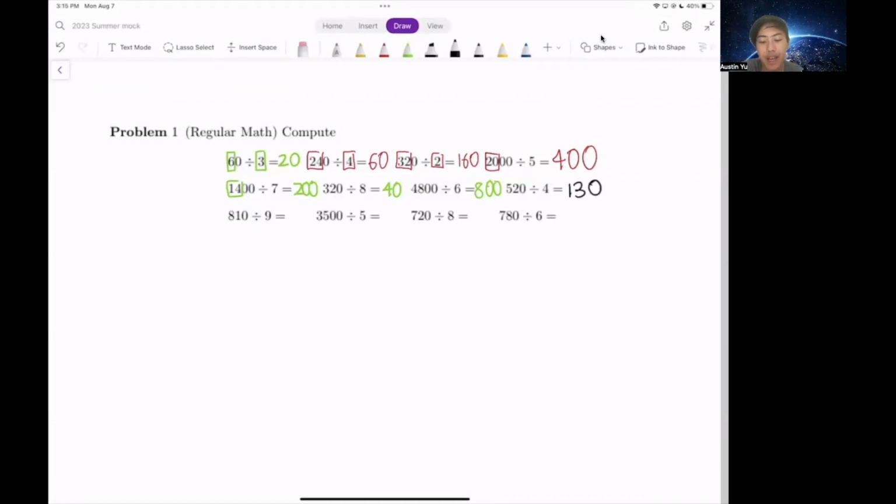And then finally, 810 divided by 9, 81 divided by 9 is 9, add on the 0 at the end. 3500 divided by 5, that gives us 7, because 35 divided by 5 equals 7, add on the 2 zeros. 720 divided by 8, we first do 72 divided by 8 equals 9, add on the 0. And finally, 780 divided by 6, we can do 78 divided by 6 first, that gives us 13, and add on the 0. And that's how you do problem 1.